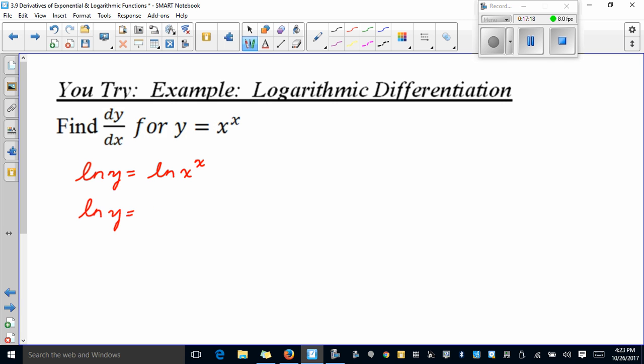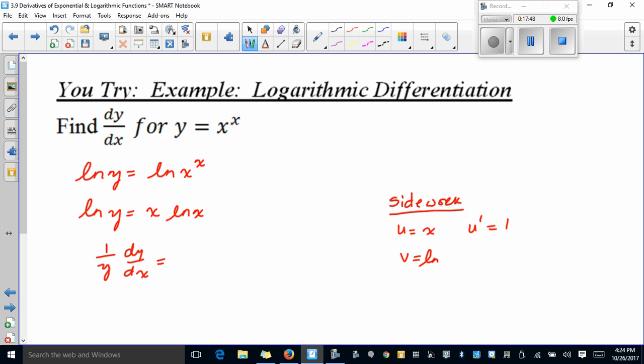Now we do the derivative. Derivative of natural log of y is 1 over y dy dx equals, and we have, here goes, side work. U equals x, so u prime equals 1. V equals natural log of x, so v prime is 1 over x. And don't forget, u prime v plus v prime u.